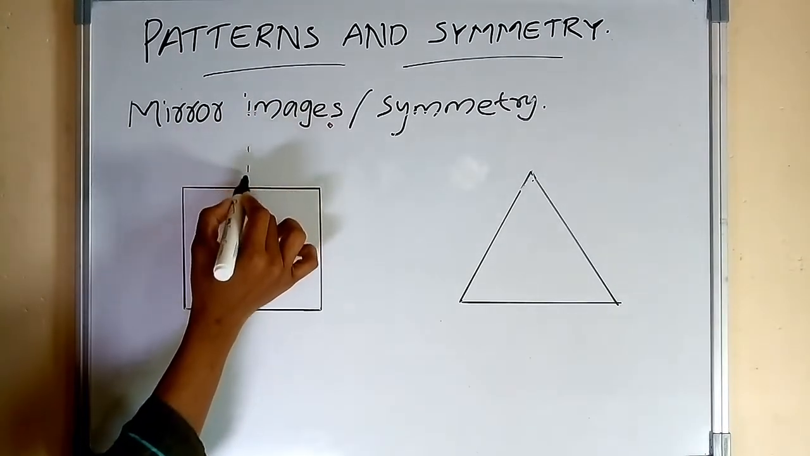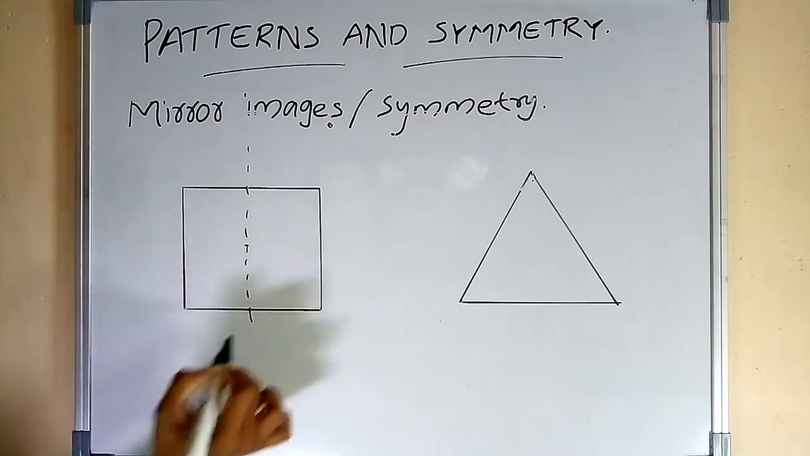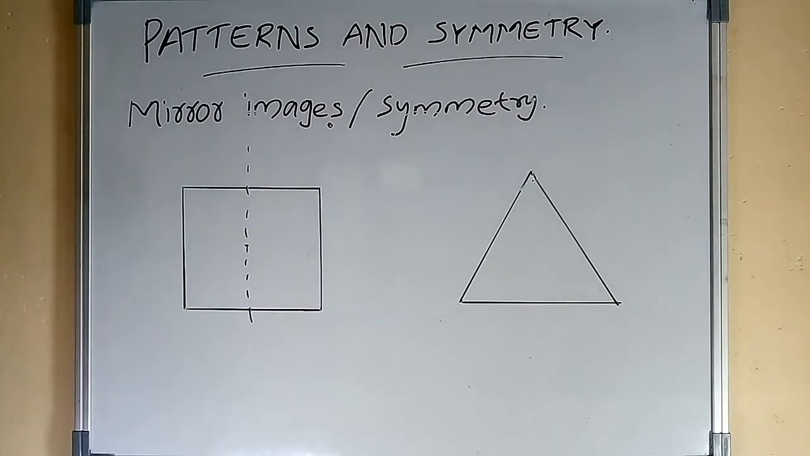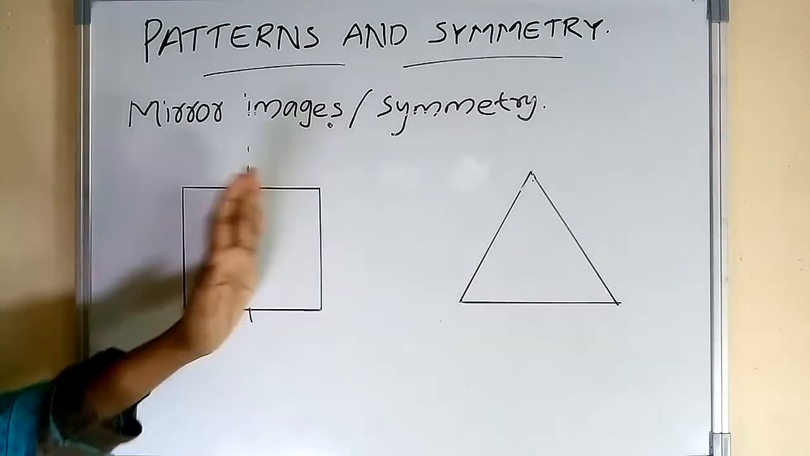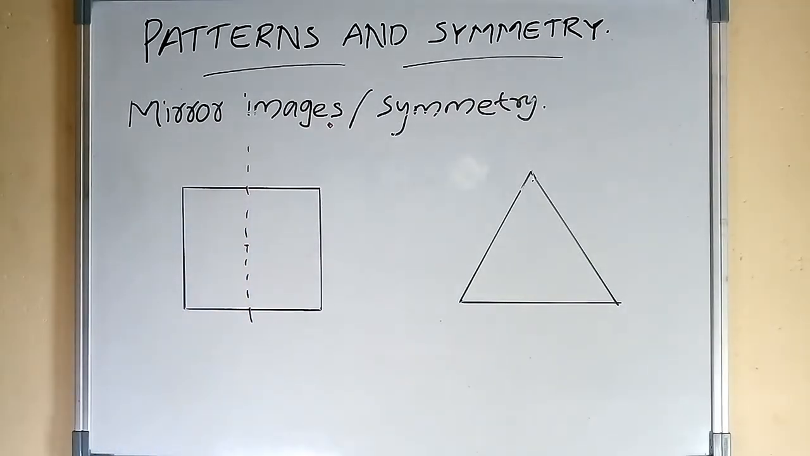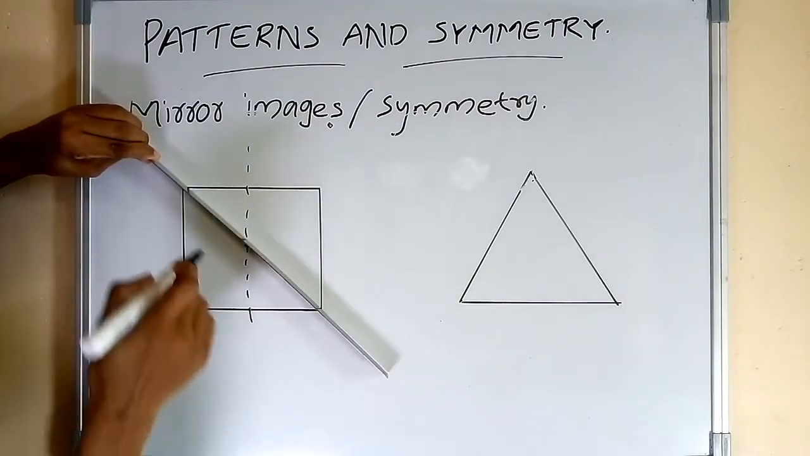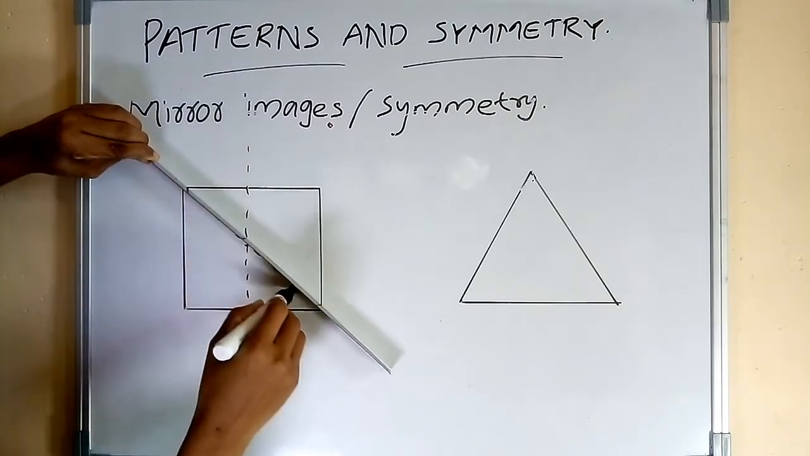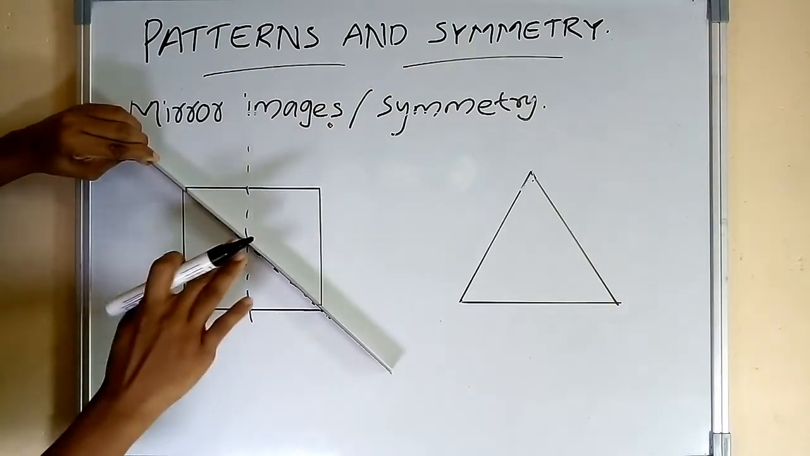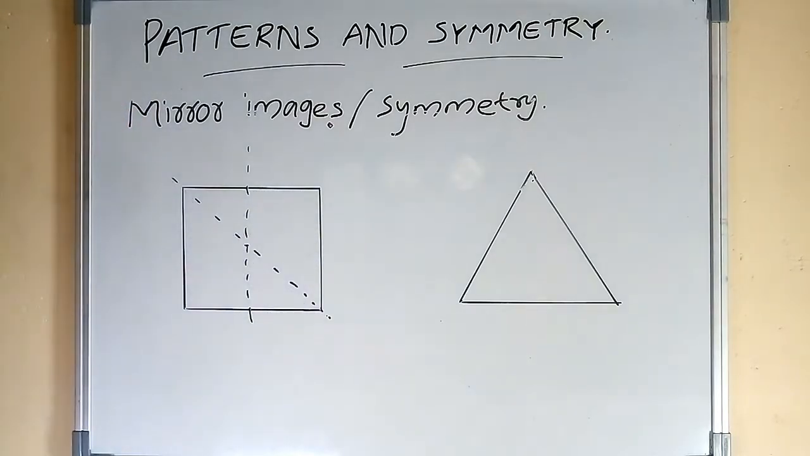That is, place a mirror like this and look into that mirror. Then the other half of the pattern is seen in that mirror. If you place the mirror like this, then we can see that the other half of the pattern is seen in that mirror. This dotted line indicates the lines along which each half of the pattern is a mirror image of the other.